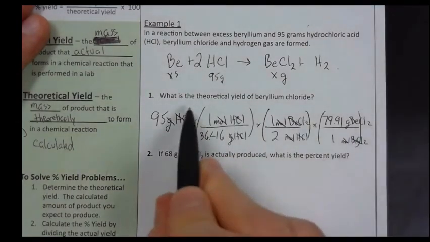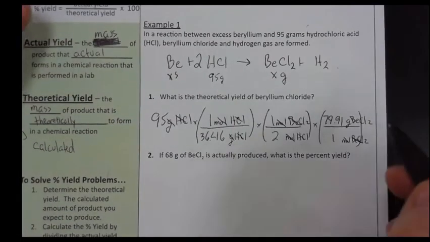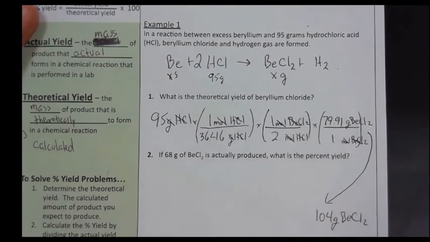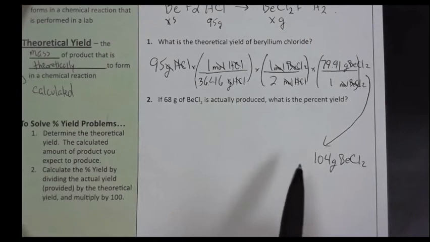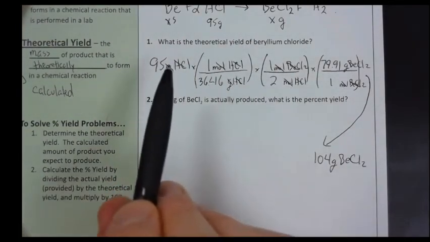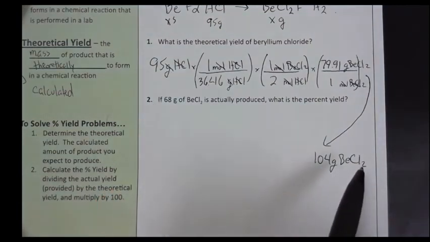And this is going to give us our theoretical yield of beryllium chloride. So we'll crunch the 95 divided by 36.46 divided by 2 times 79.91. And our final answer is 104 grams of BeCl2. Again, this is theoretical. In a perfect paper pencil world where no mistakes can happen, 95 grams of HCl will make exactly 104 grams of BeCl2.